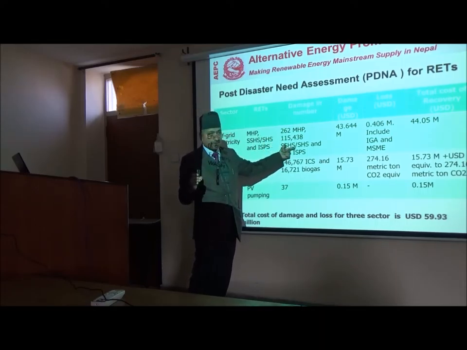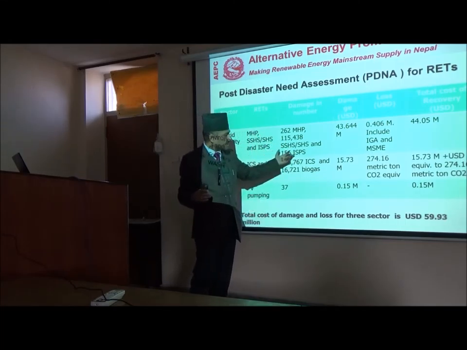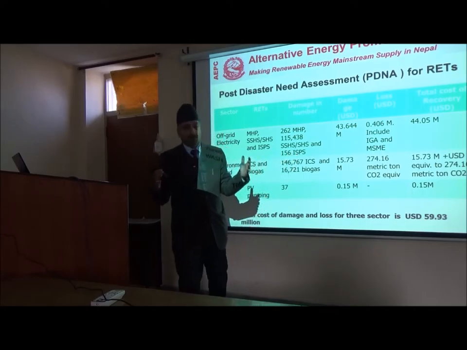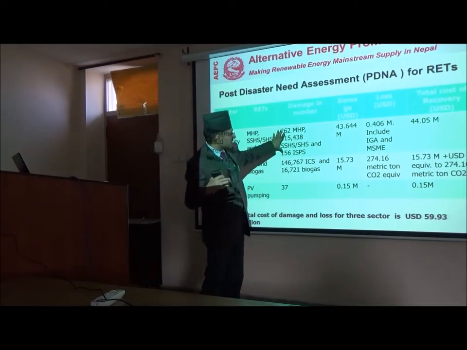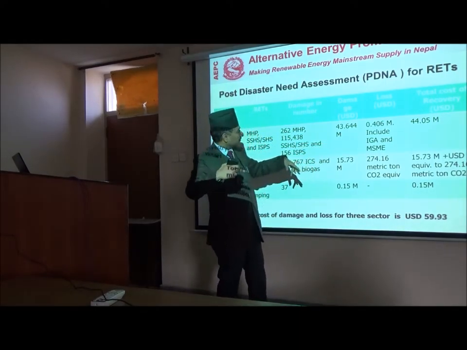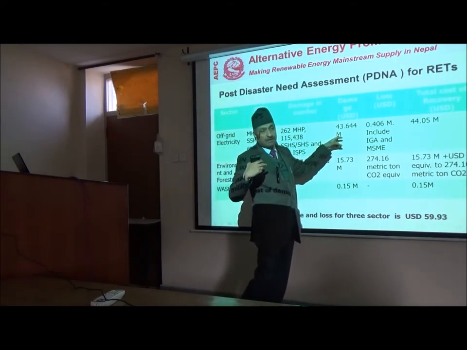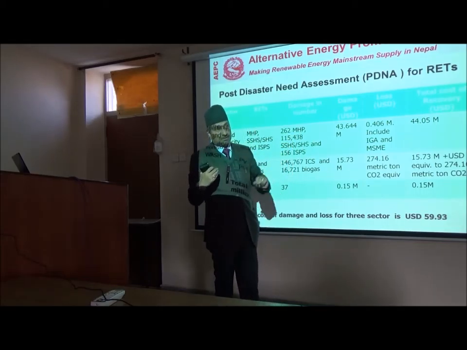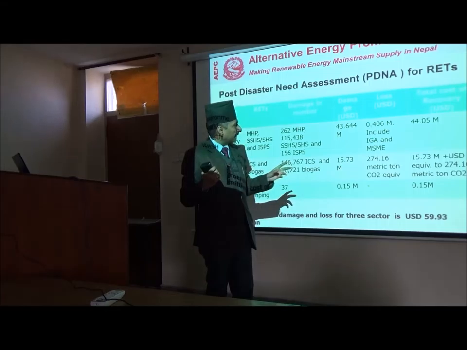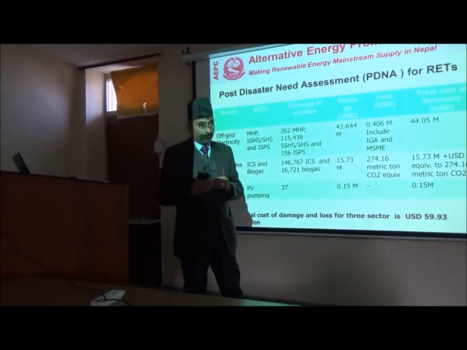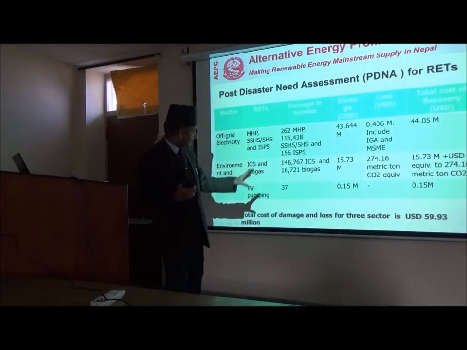115,000 solar home systems. Basically, these are household-based systems, from those 14 districts. 156 institutional systems, meaning solar systems at schools, health posts, community centers. If I quantify them in monitoring terms, 43 million in damage occurred. In terms of loss, very little, 0.4 million. The total cost of recovery in the off-grid electricity sector is 44 million.